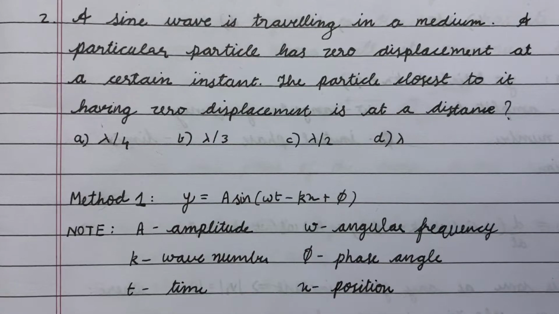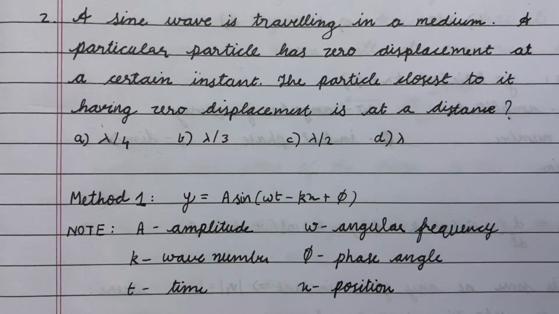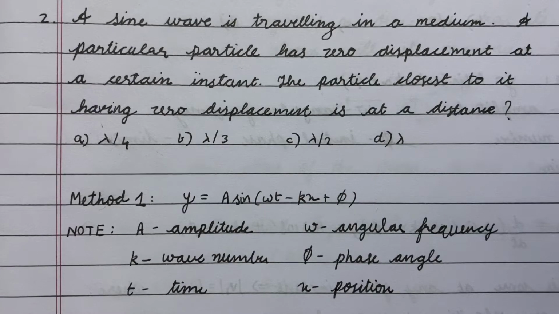So hi guys, today we have question 2 from objective 1, chapter 15, wave motion and waves in a string. So the question reads as follows. A sine wave is traveling in a medium. A particular particle has zero displacement at a certain instant. The particle closest to it, having zero displacement, is at a distance.